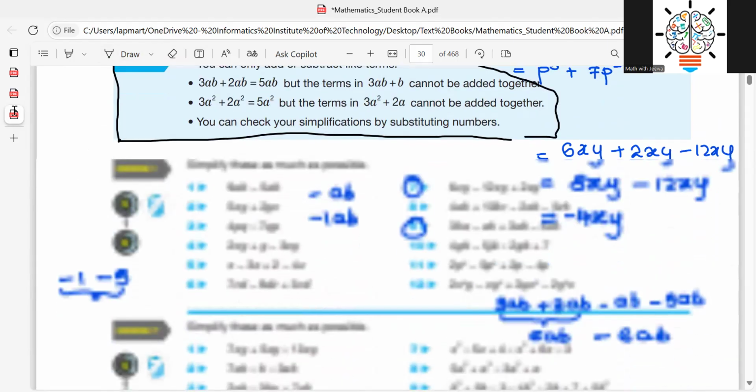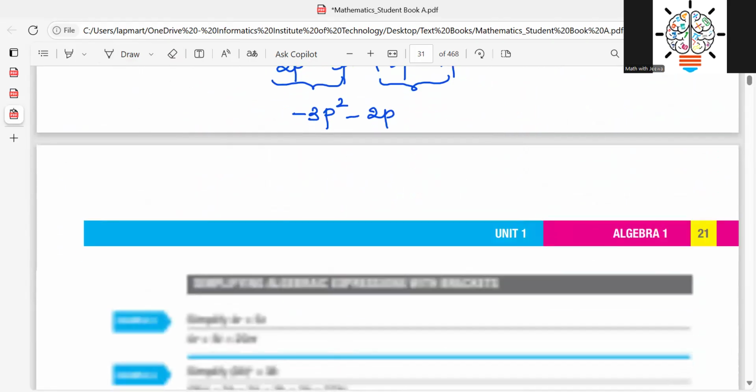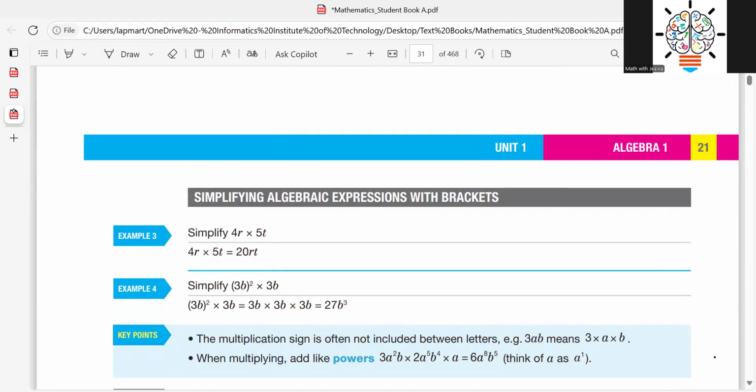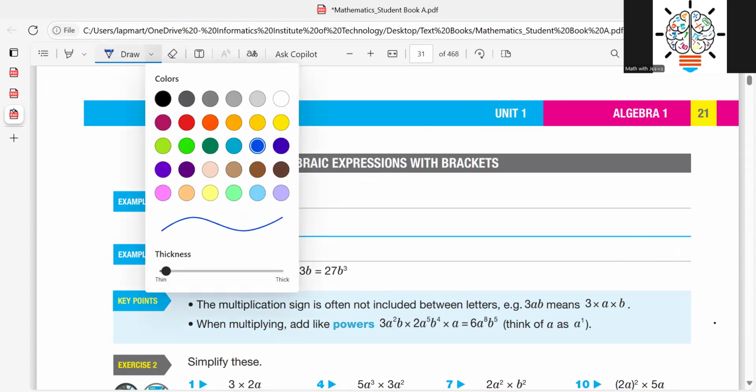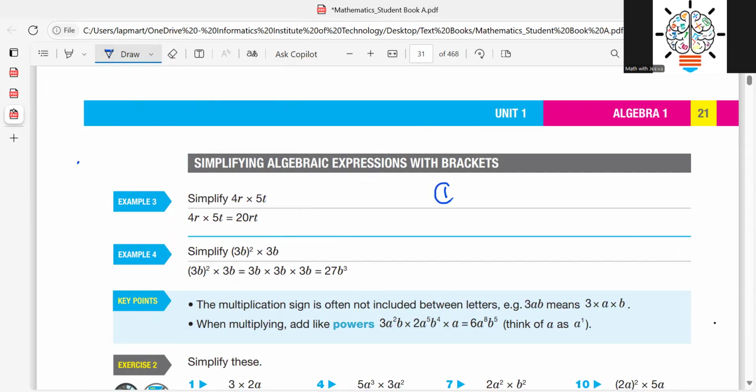So then we will move to the next theory part, simplifying algebraic expressions with brackets. Now you just see the next subtopic, write down in black color, simplifying algebraic expressions with brackets. Under that, we will copy down the first example.